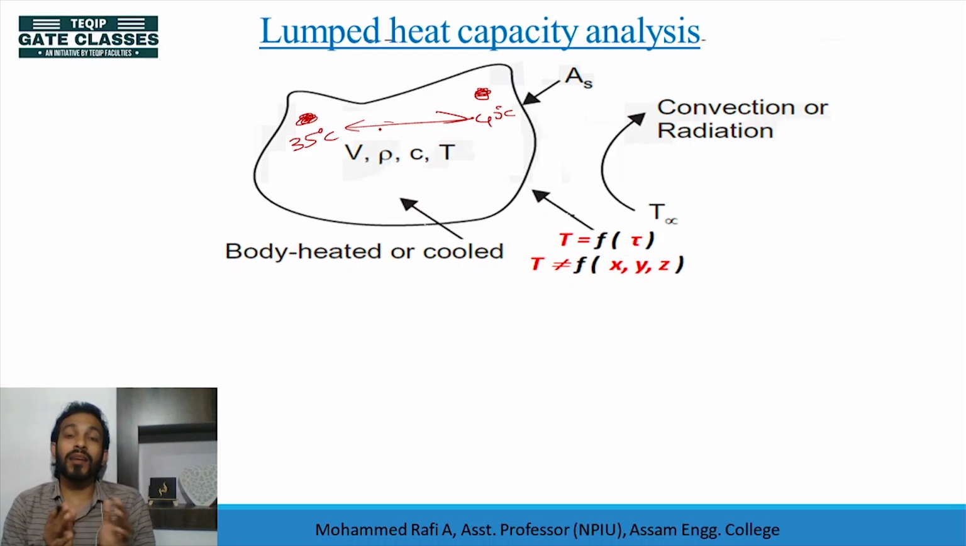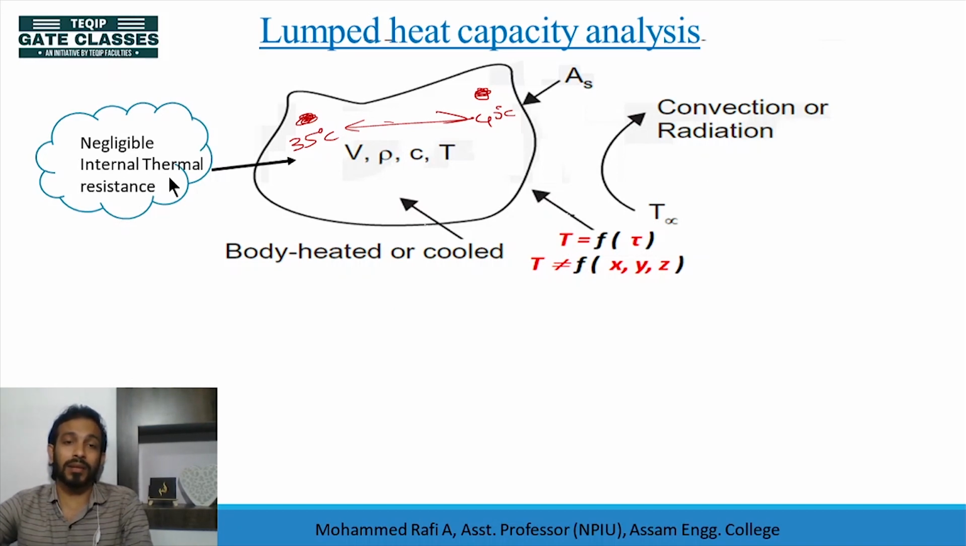So in order to make our analysis easy, just like in the case of one-dimensional conduction, we were taking some assumptions, right? Similarly in unsteady heat transfer also, it is not an assumption, but in real life there will be variation. I am just considering the internal thermal resistance, or the conduction within the body, is negligible. That means there is no temperature variation within the body, but it is varying with respect to time.